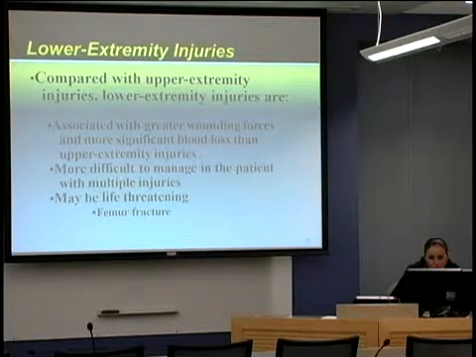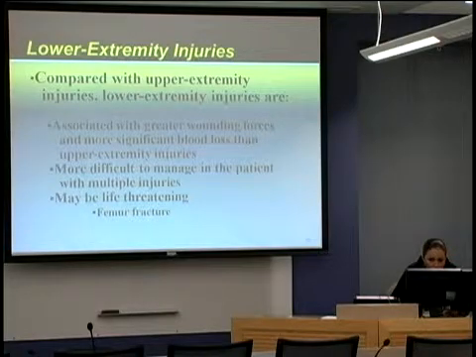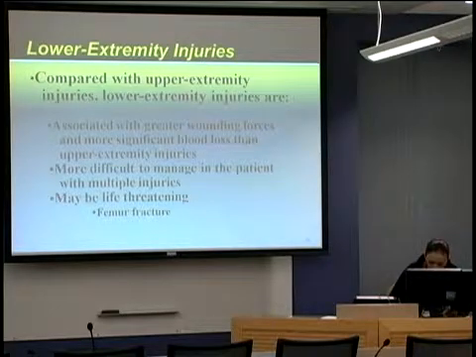Lower extremity injuries, compared with the upper extremities, are associated with greater wound forces and more significant blood loss than upper extremity injury may sustain. More difficult to manage in the patient with multiple injuries. They may be life-threatening. One of the examples is a femur fracture.